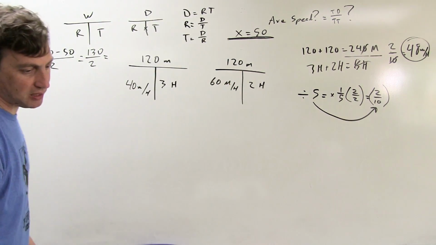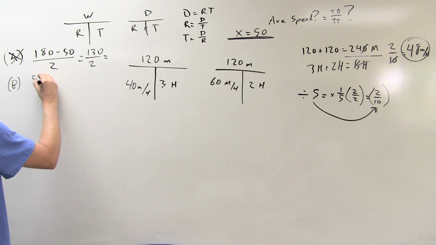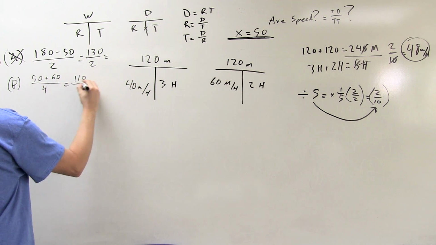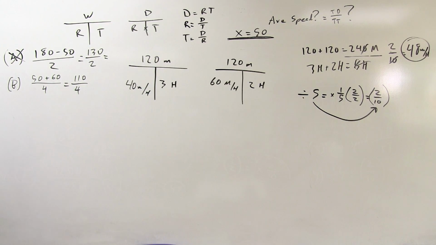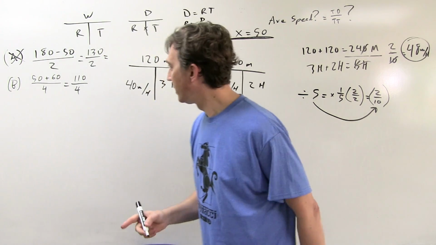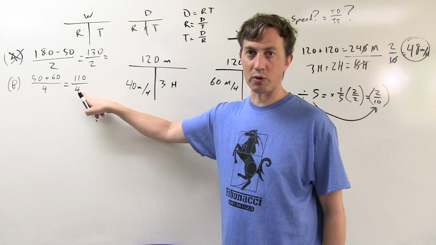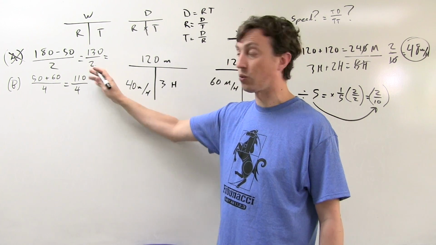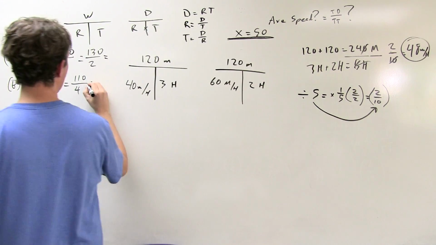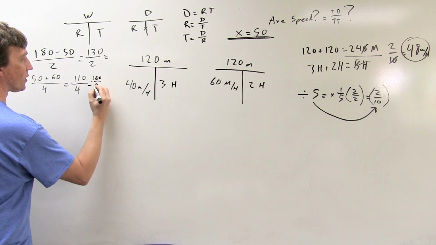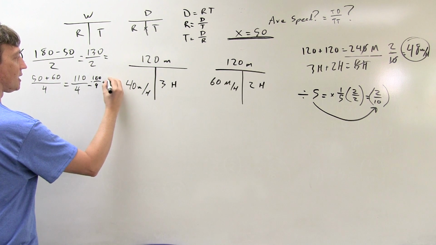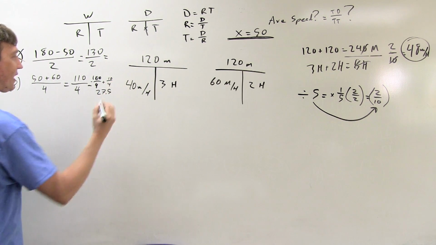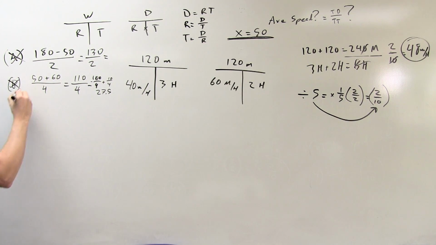B, x plus 60 over 4. So 50 plus 60 over 4 is going to be 110 over 4. Once again, I can tell you pretty quickly that's not 48. I can tell because 0 divided by 4 won't produce an 8. I can tell you because it's too small. This is going to be more like 28 or something. And I can tell you because 100 over 4 is 25, plus 10 over 4 is 2.5, and so it's going to be 27.5.